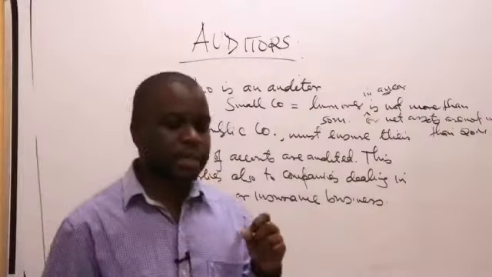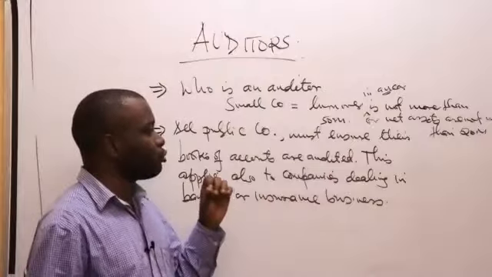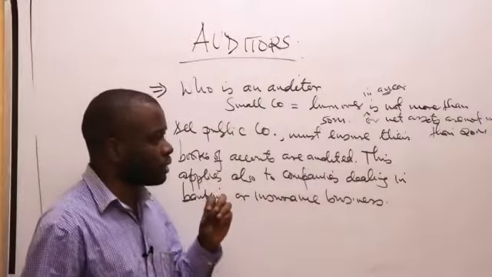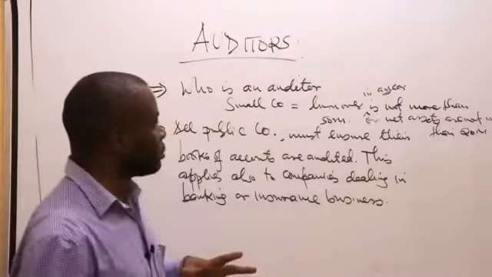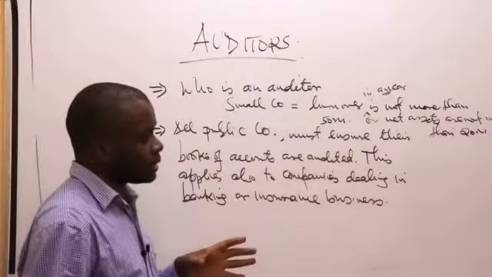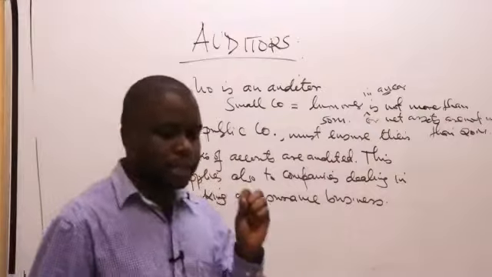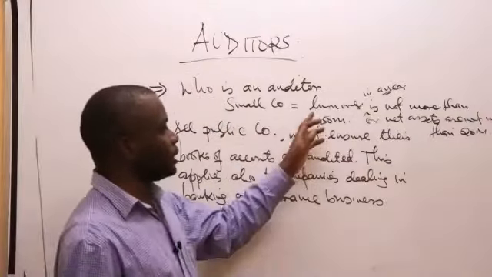If a company is a small company, it is not mandatory for it to ensure that its books of accounts have been audited. For a small company, as I've told you how they categorize it under the Companies Act, for example, the annual turnover is not more than 50 million.